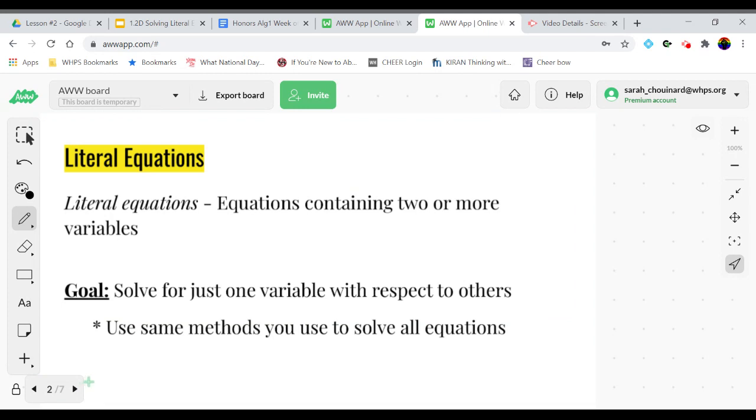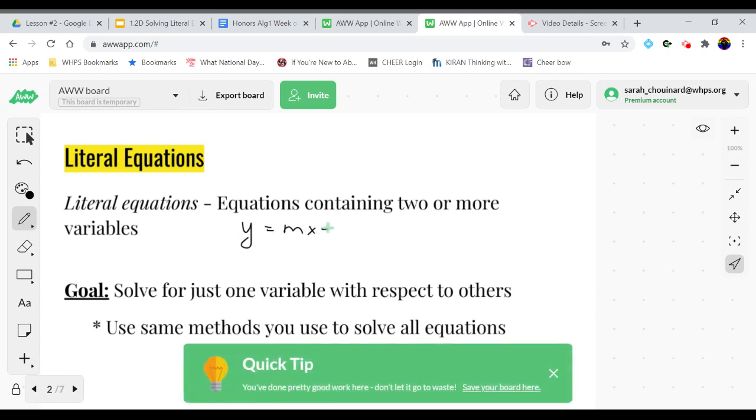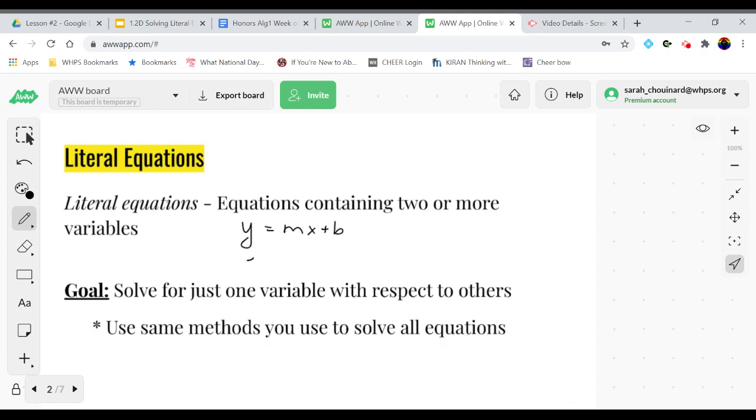So what a literal equation is, it's basically a formula. It's an equation containing two or more variables. So some examples might include y equals mx plus b, the equation of a line. It might also include e equals mc squared. The formula for the slope of a line, y2 minus y1 over x2 minus x1. Those are all examples of literal equations.